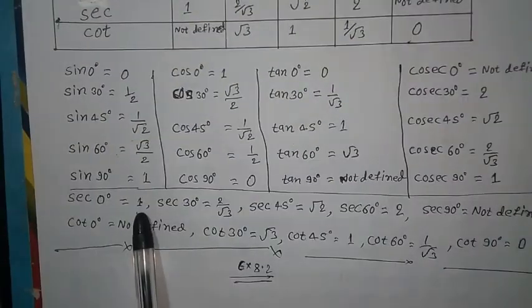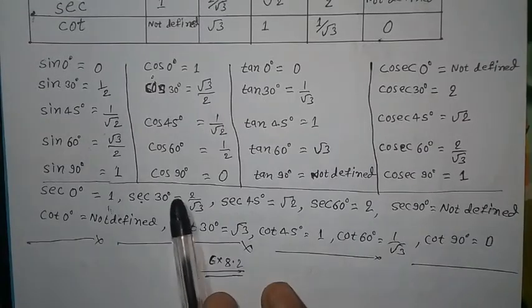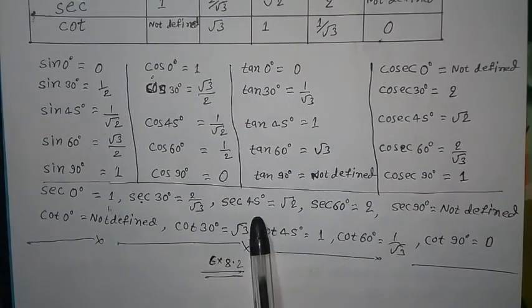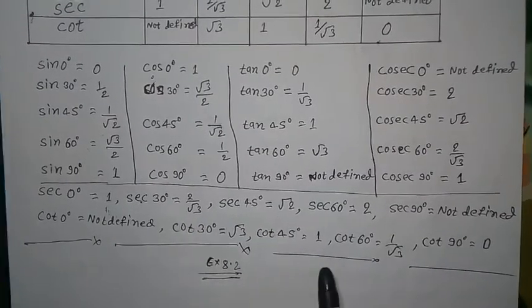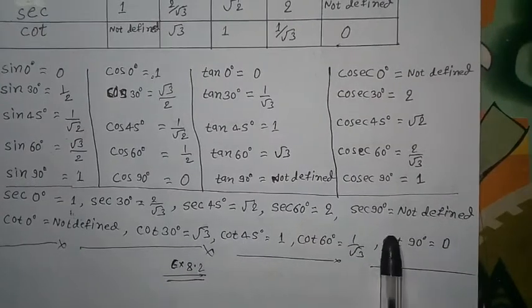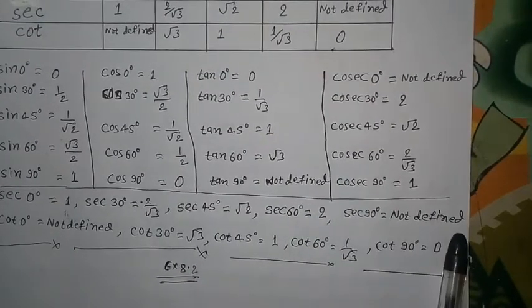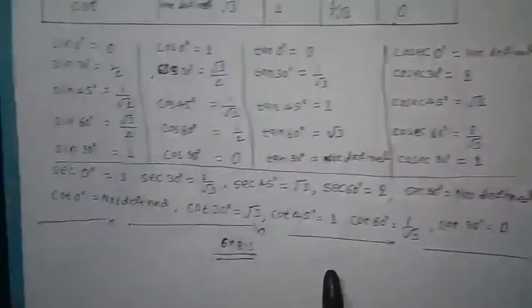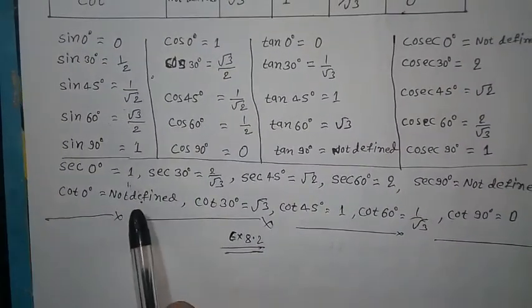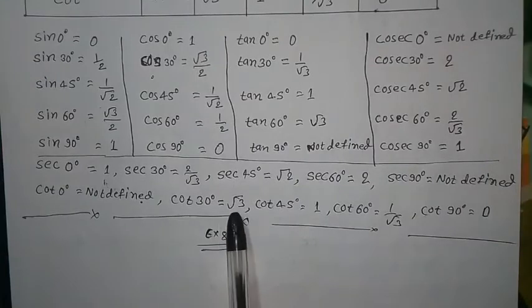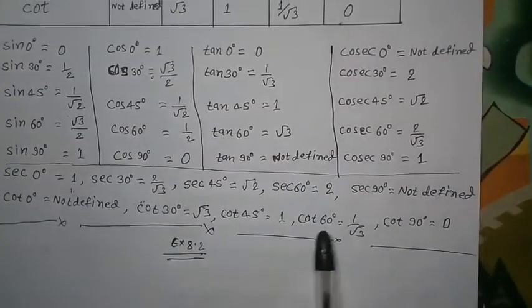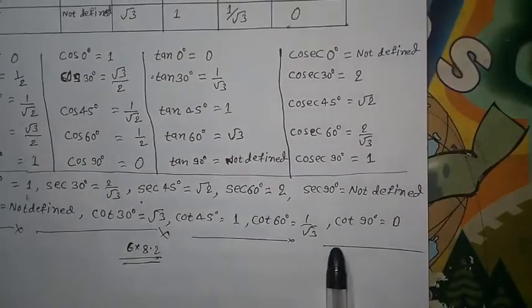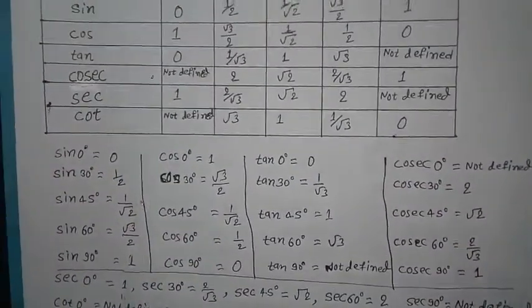Sec 0 degree is equal to 1, sec 30 degree is equal to 2 by root 3, sec 45 degree is equal to root 2, sec 60 degree is equal to 2, sec 90 degree is not defined. The value of sec 90 degree is not defined. Okay. Cot 0 is also not defined. Cot 30 is root 3, cot 45 is 1, cot 60 is 1 by root 3 and cot 90 is equal to 0.